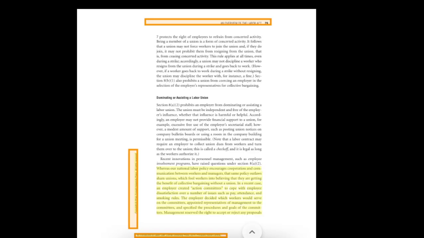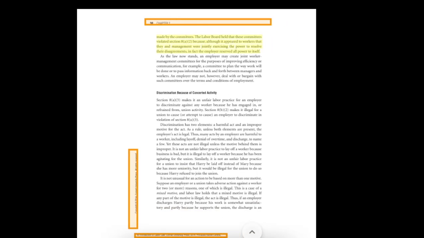In a recent case, an employer created action committees to cope with employee dissatisfaction over a number of issues such as pay, attendance, and smoking rules. The employer decided which workers would serve on the committees, appointed representatives of management to the committees, and specified the procedures and goals of the committees. Management reserved the right to accept or reject any proposals made by the committees. The Labor Board held that these committees violated Section 8(a)(2) because, although it appeared to workers that they and management were jointly exercising the power to resolve their disagreements, in fact the employer reserved all power to itself.